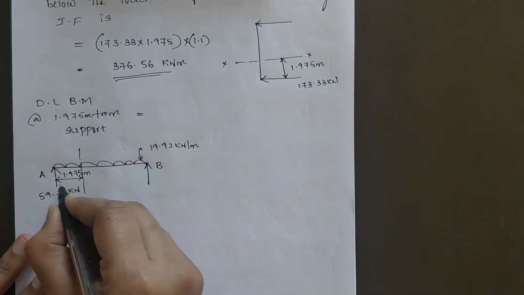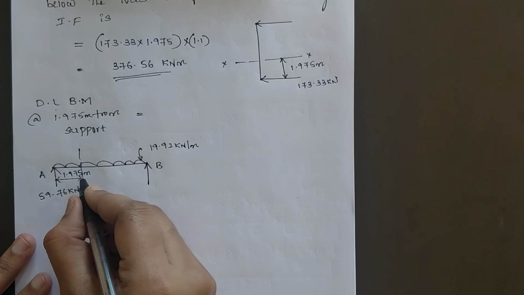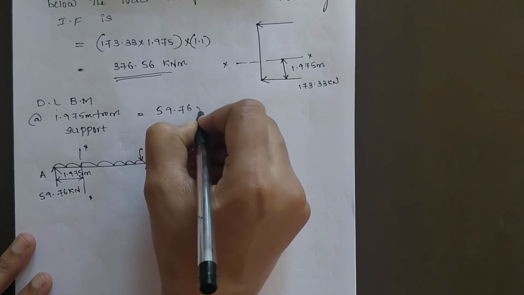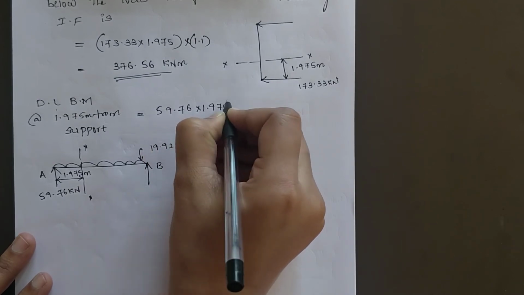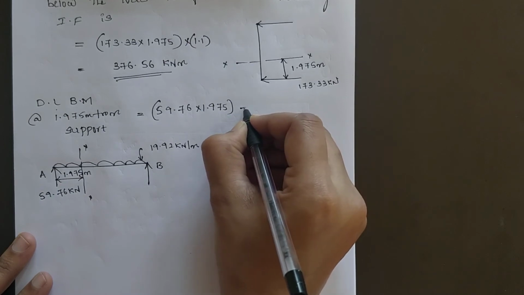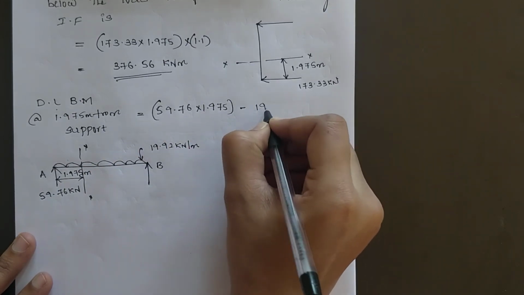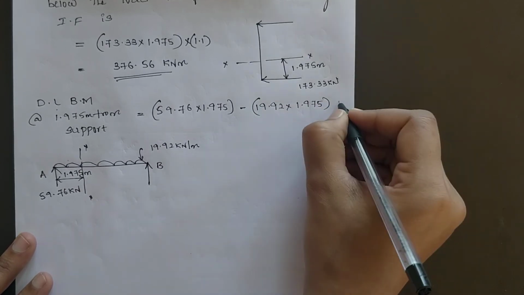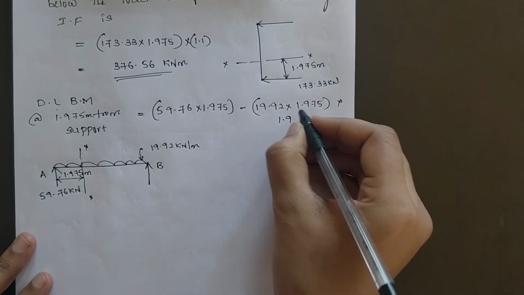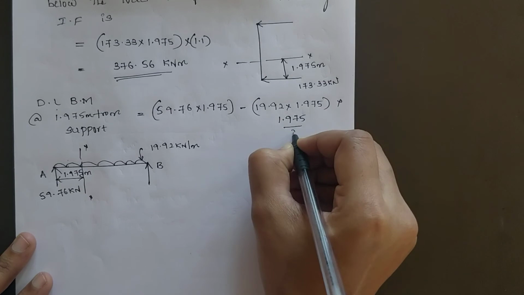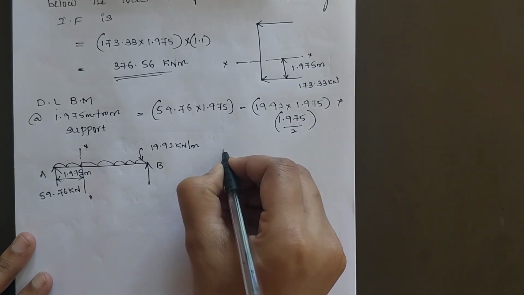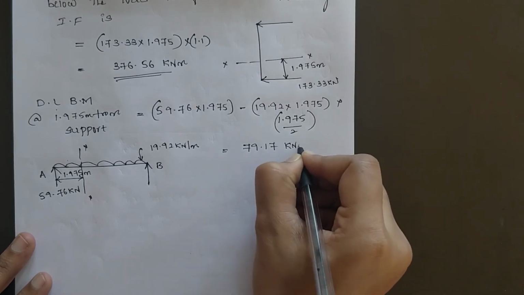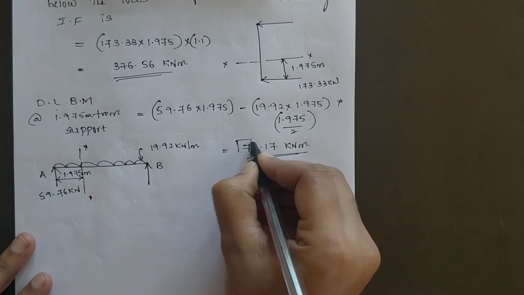Take moment of this force with respect to the section, that is x. It will be 59.76 multiplied by 1.975, that is clockwise. Next minus this UDL portion, 19.92 into 1.975, into 1.975 divided by 2. Then you will get the dead load bending moment as 79.17 kilonewton meter. This is your dead load bending moment.